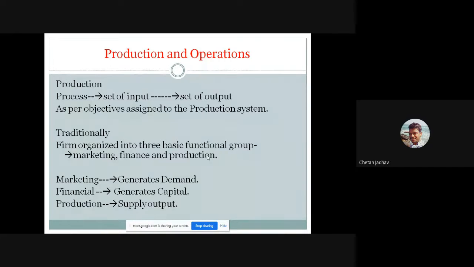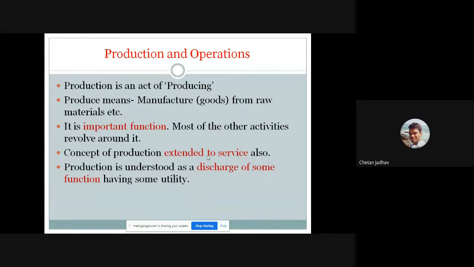Marketing generates demand. Before manufacturing any product, we have to take a survey from the market on whether that product will have some demand. If yes, no problem. If no, we have to create demand. Second is finance, which generates capital. If we already have some financial support, no problem. If not, then we have to generate sources for capital or financial support. Then production supplies output. That is our work, the main important objective of the organization: we have to supply the product. This is about production and operations, first part.